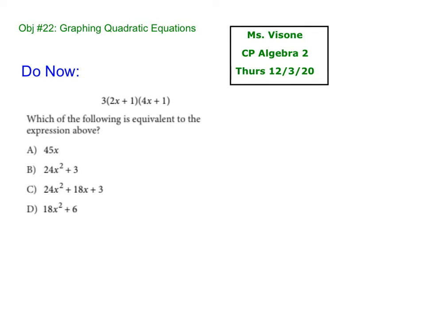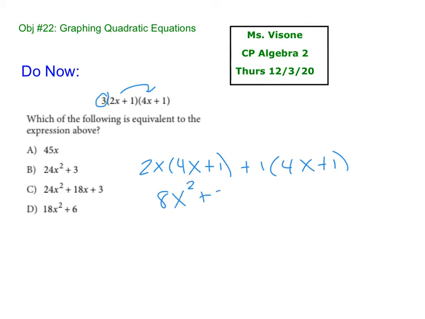So notice it's equivalent, right? So all we're going to do is multiply out. That's our double distributing. So we have, I'm going to ignore the 3 at first. So I have 2x times 4x plus 1, and then 1 times 4x plus 1. 8x squared plus 2x plus 4x plus 1. Combine the middle two. 8x squared plus 6x plus 1.